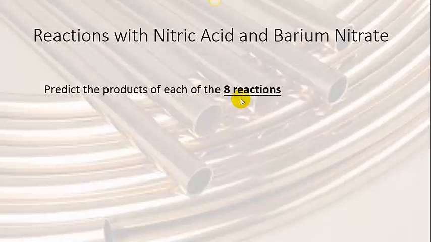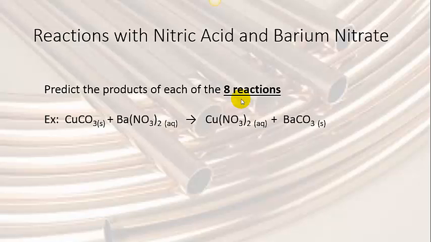What you should do before you come to lab is predict the products of each of the 8 reactions. So you have a copper compound, and you can react it with nitric acid, figure out the products. React it with barium nitrate, figure out the products. Figure out the products using a double replacement or double displacement exchange reaction. And you've learned all that. So for example, for the copper carbonate, this is a solid, okay?